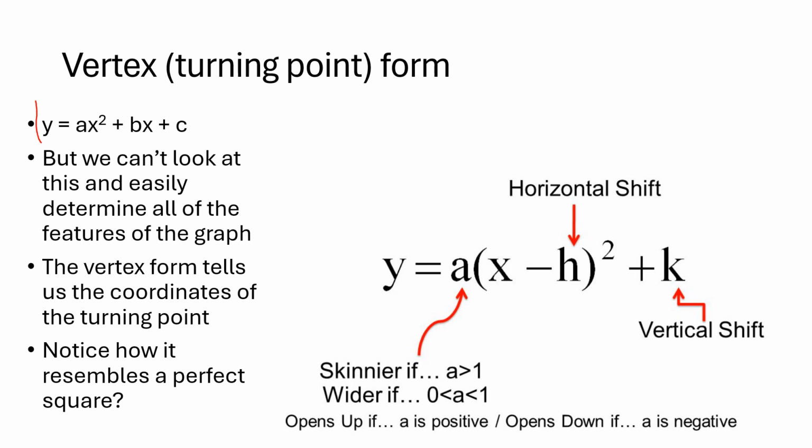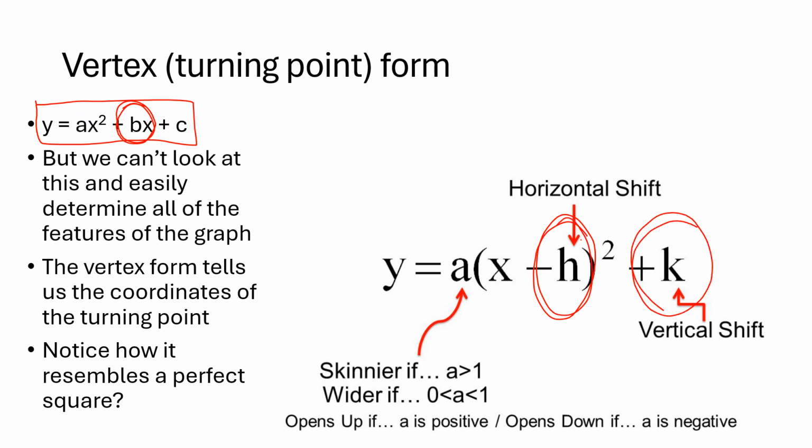If we have something in this format here, the general form, and we have a number in here, it isn't always obvious what our shift is going to be. However, once we put it into the vertex or turning point form, our shift is now h here for horizontal and k for the vertical shift.